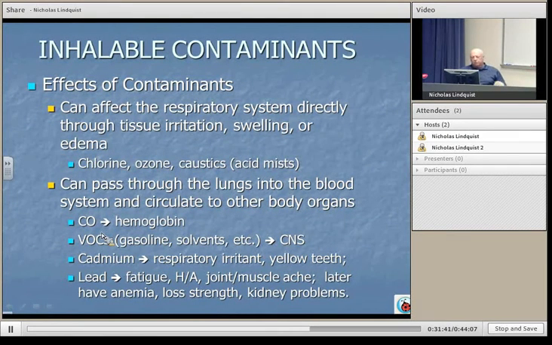You can just see some examples here. Carbon monoxide, volatile organic compounds can go in, affect the central nervous system. Cadmium can either irritate the respiratory tract system or cause damage to yellowing teeth and so on. Lead can impact the central nervous system, kidneys, and so on.